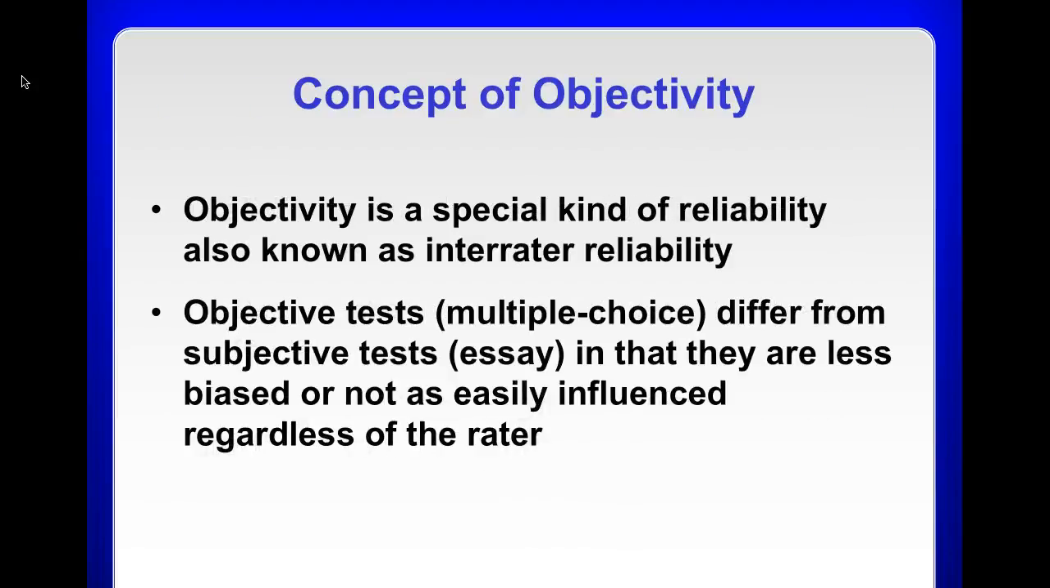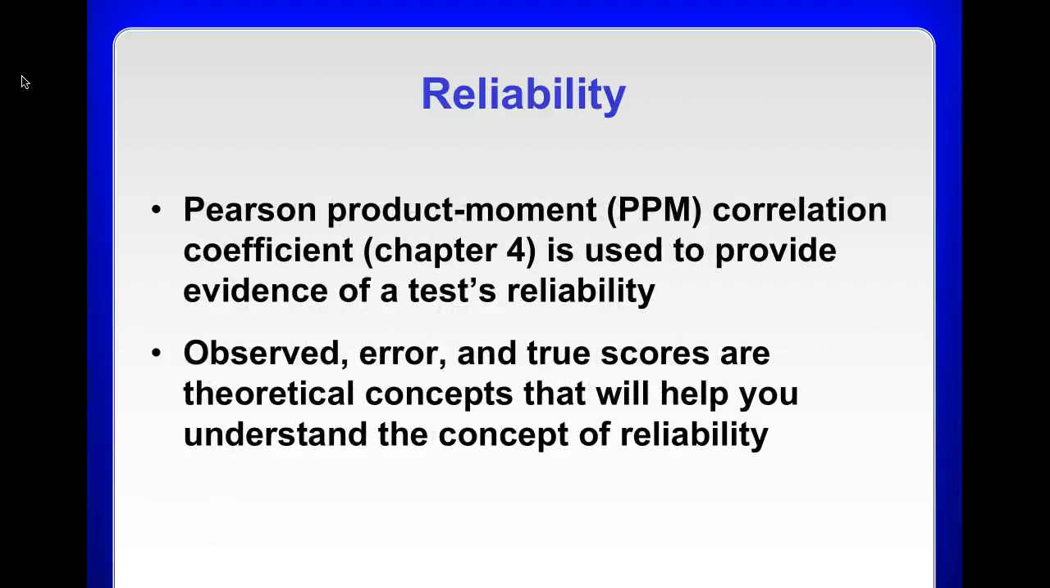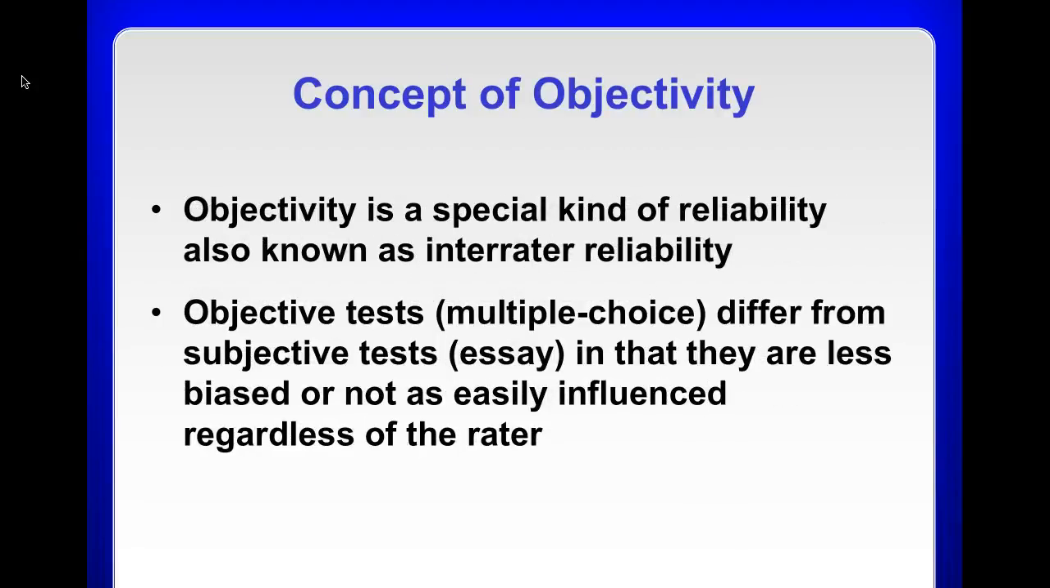Objectivity is a special kind of reliability, also known as inter-rater reliability. Objective tests, like multiple choice, differ from subjective tests, like essays, in that they are less biased and less influenced by the rater. Inter-rater reliability is very important for my PhD research: I need to have raters perform the test the same way as me. We want all raters to perform the test the same.